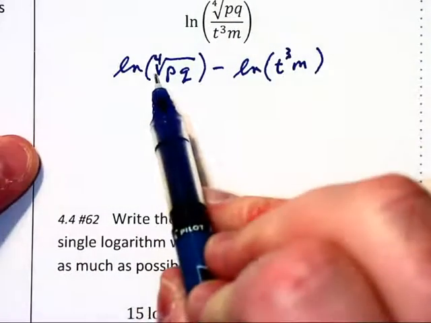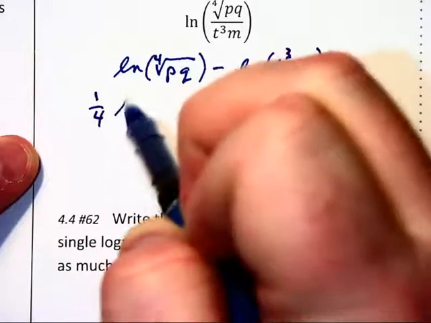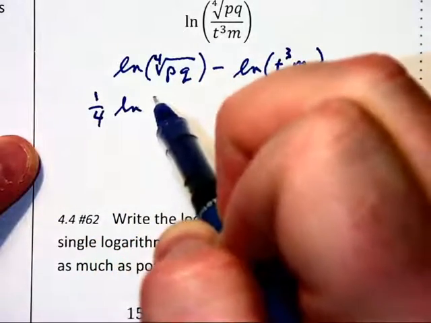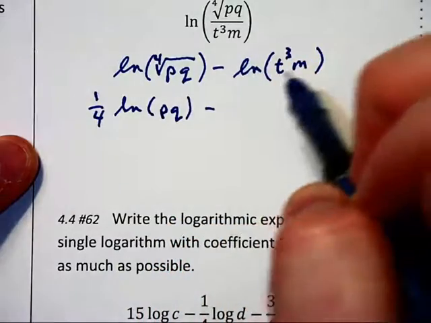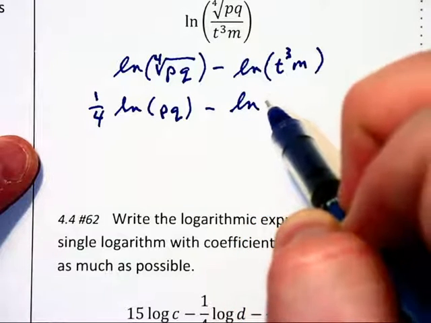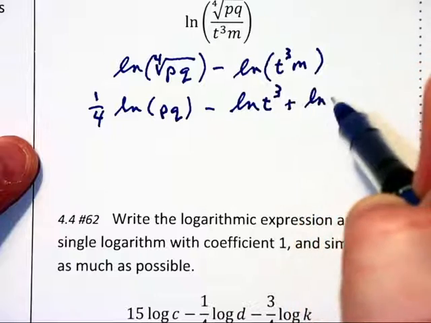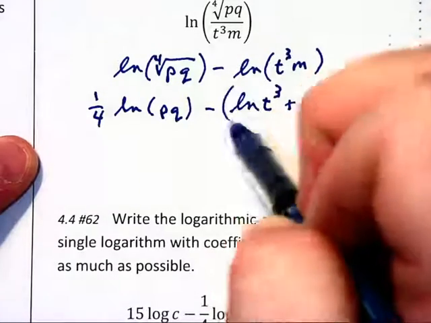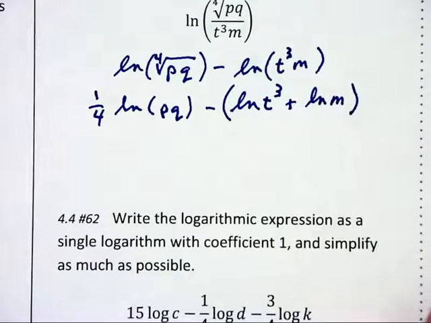That fourth root is a 1/4 power, so I'm going to write that as 1/4 the natural log of PQ minus, now we have multiplication, so we're going to have the natural log of t to the third plus the natural log of m, and technically I need parentheses here because it follows the minus sign.